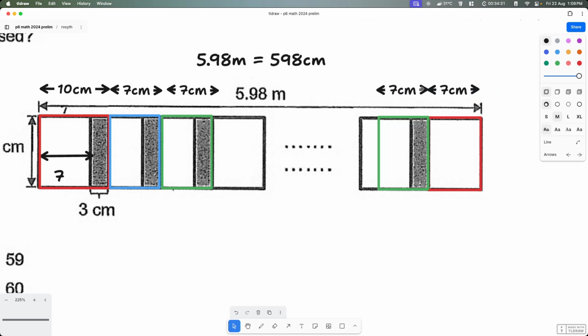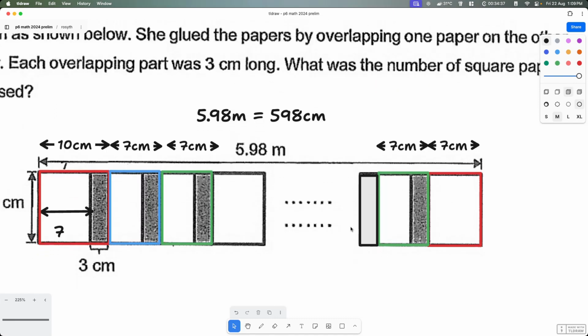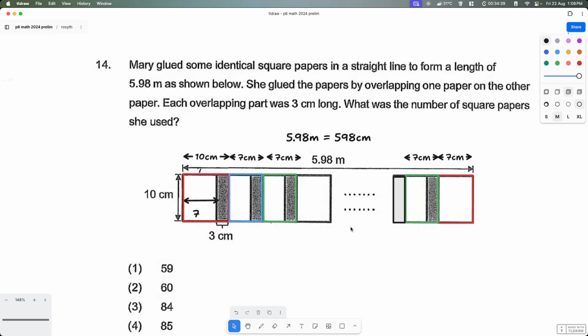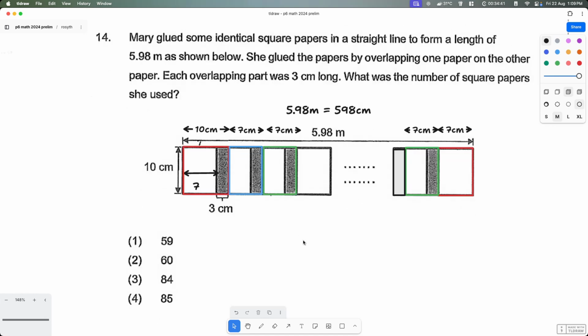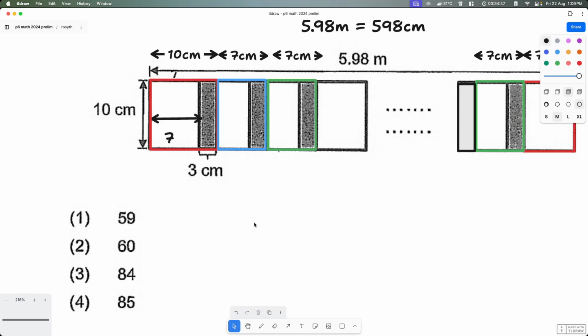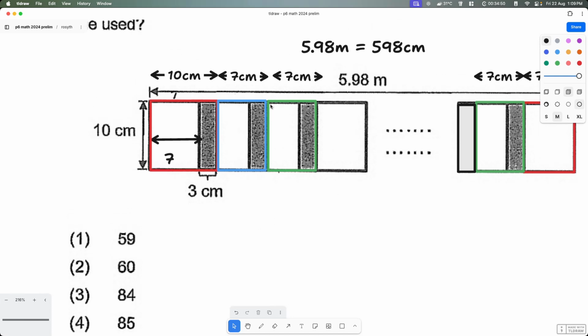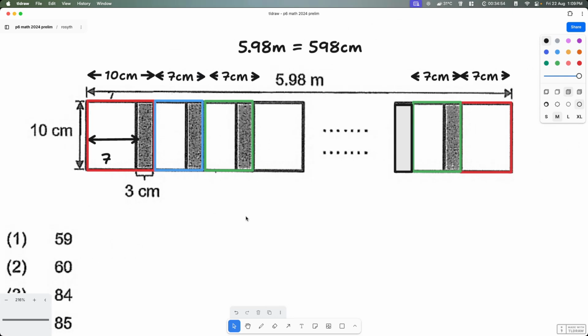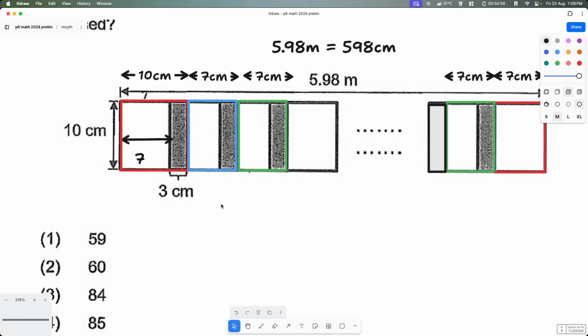Yes. Correct. So this one should be black. So this should be like this. Okay, so I think I have an idea of this. What's the number of square papers she used? Right, so one square paper is just one overlap, 7, right? So in this case, we can just minus 3 and divide by 7.